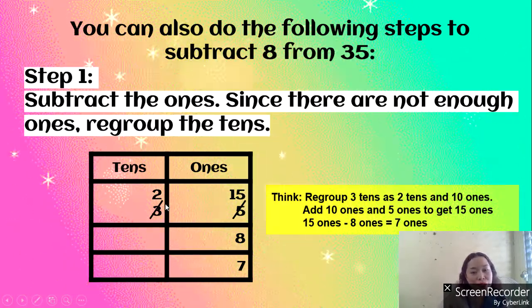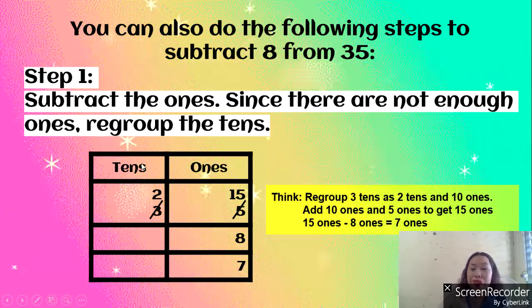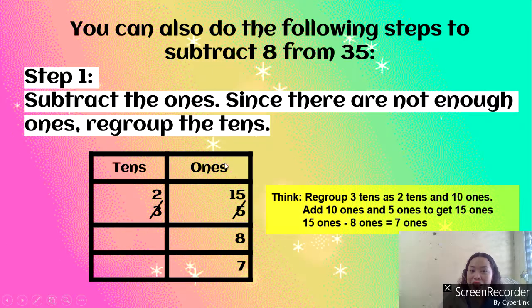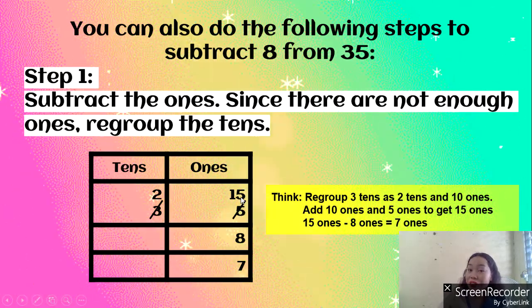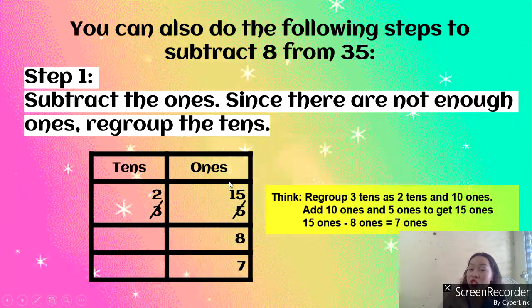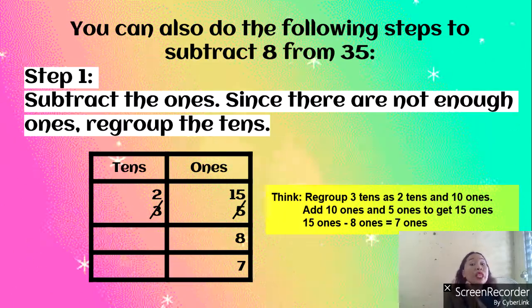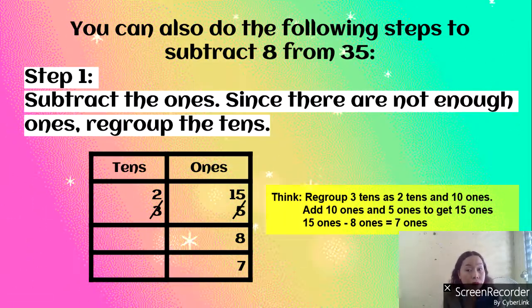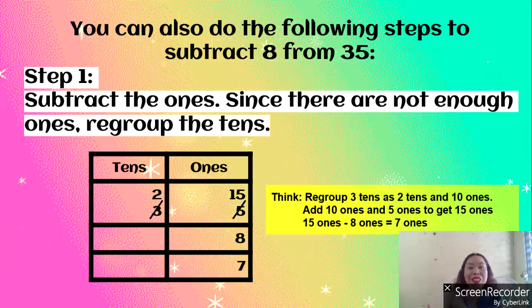Okay? So therefore, we cross out 3 here and we just put 2 as our tens. And we added 10 here. So that makes 15. Alright? So, si 5 ones, naging 15 ones na siya kasi dinagdagan natin siya ng 10. Why? Because we could not deduct 8 from 5. Kukulangin siya. Kaya, ginroup natin ulit.